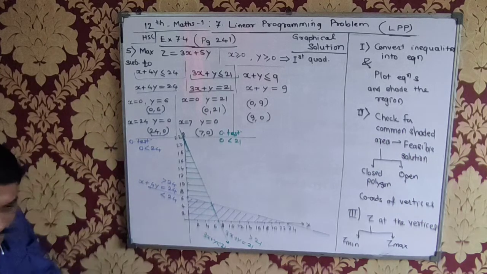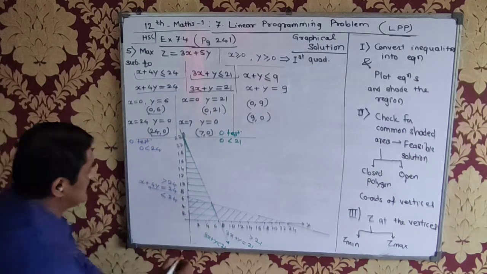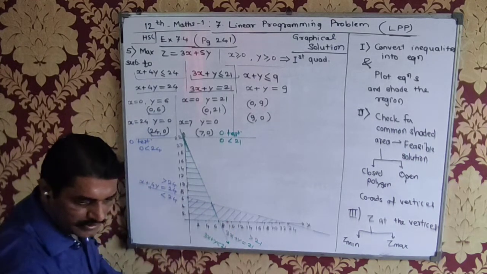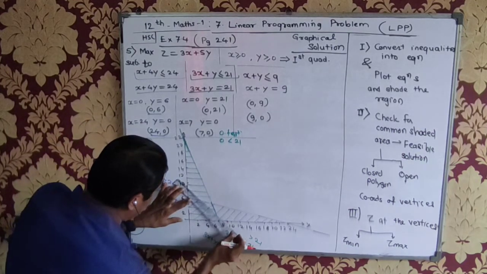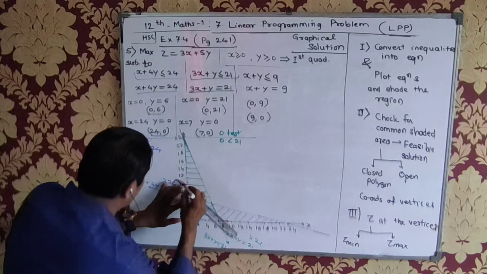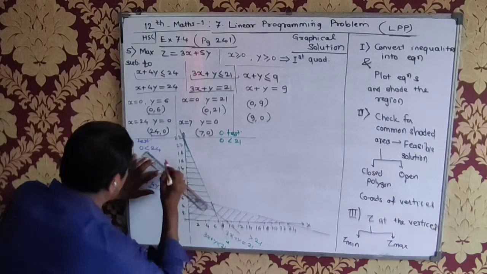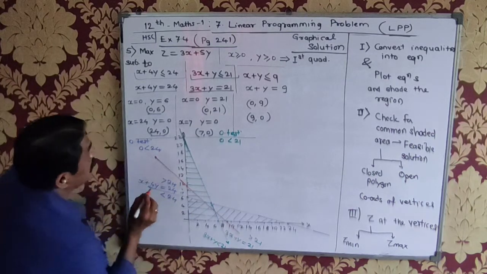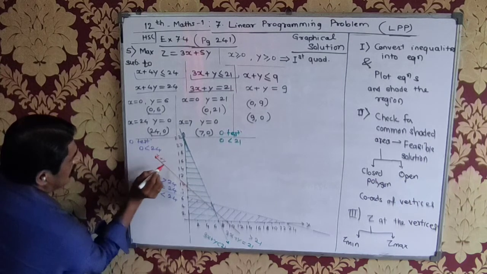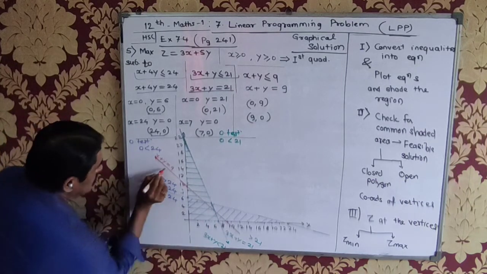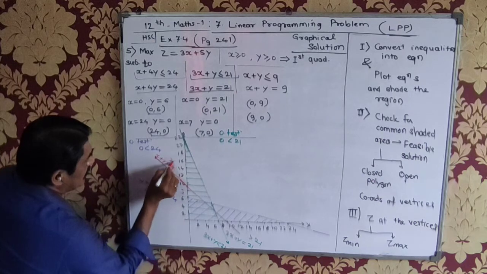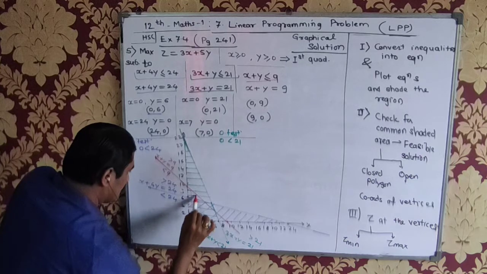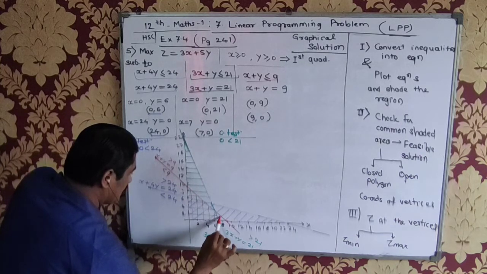ठीक है, and the third one 0,9 और 9,0 ज्वाइन करिए। The equation is x plus y is equal to 9. Origin test less than 9 आएगा, ऊपर होगा greater than 9, और मुझे चाहिए less than or equal to 9. So it is a set of all the points which are like this. Is this clear to you all?